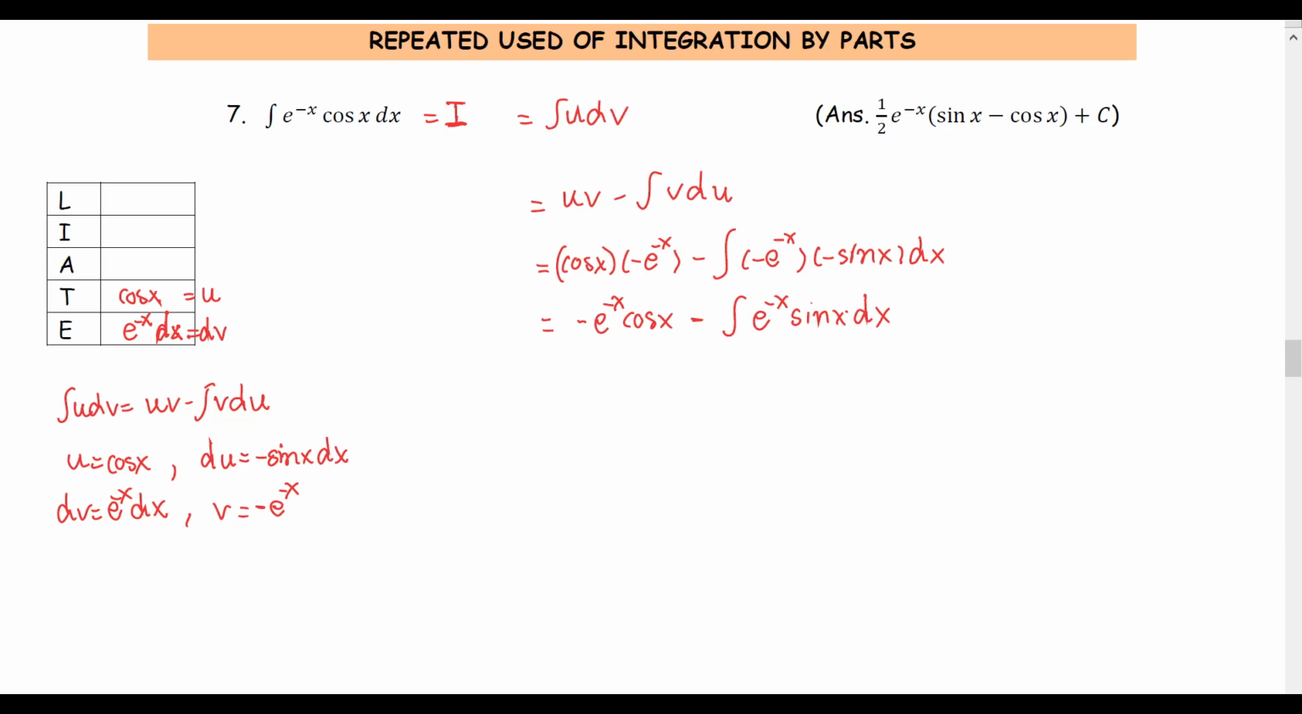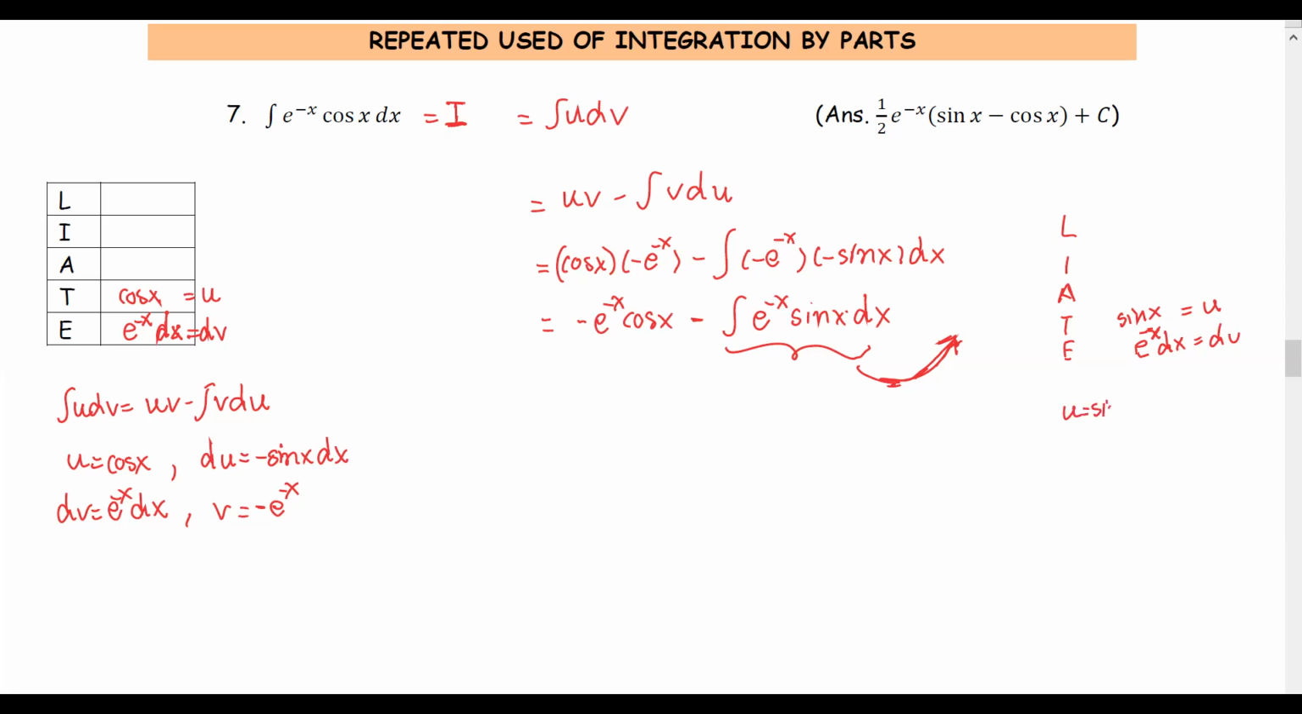As we see, after we apply one round of the by parts formula, it comes back to a similar form as the original integration. But this time, if you still use LIATE to identify those two functions, we have the same two categories: e to the negative x as the exponential, but the trig function now is sine x. This time we're going to let u be sine x and e to the negative x dx be the dv. We're going to do another round, another set of by parts.